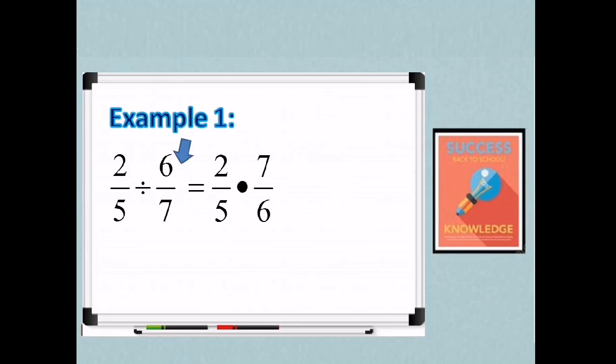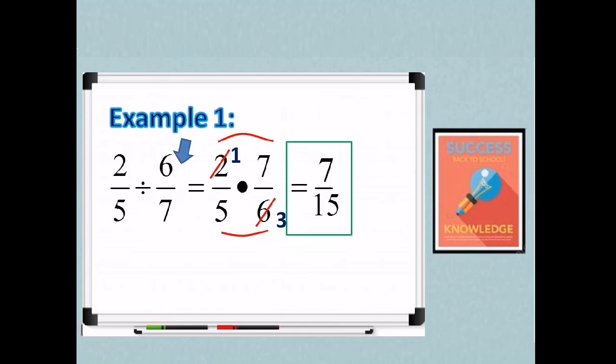So, meron ba tayo ditong makakancel? So, yung 2 at 6. So, we can cancel out 2 and 6. Meron siyang common factor which is yung 2. So, 2 divided by 2 is 1. Then, 6 divided by 2 is 3. Then, after that, numerator times numerator, so 1 times 7 is 7, then 5 times 3 is 15. So therefore, that will be our quotient, 7 over 15.